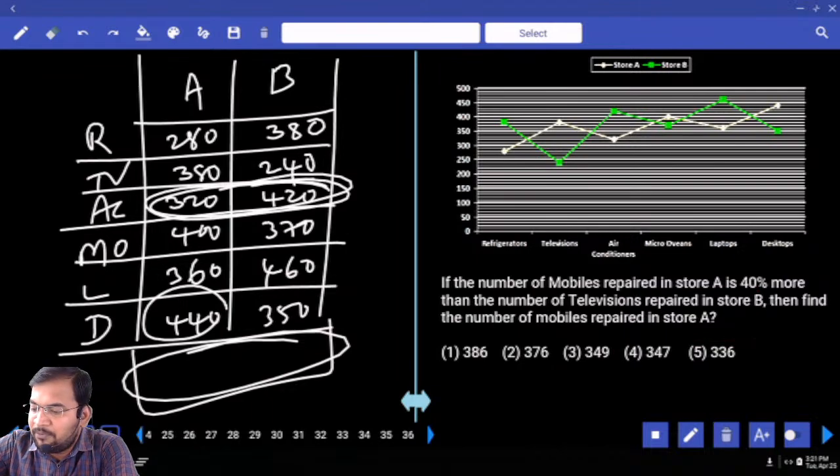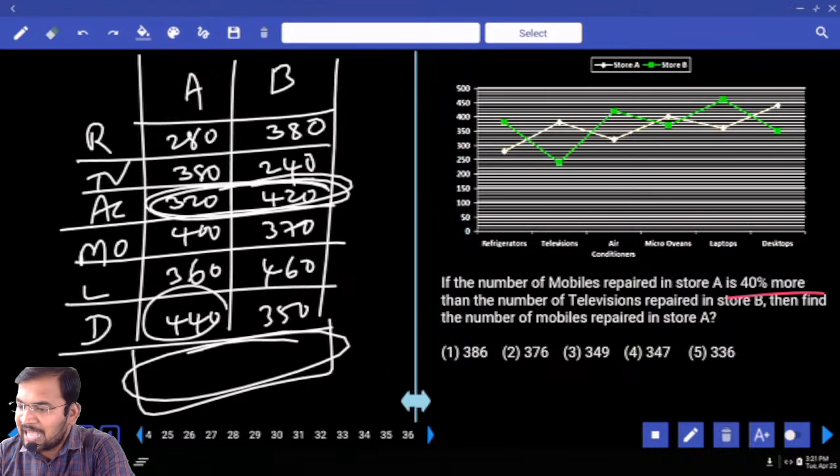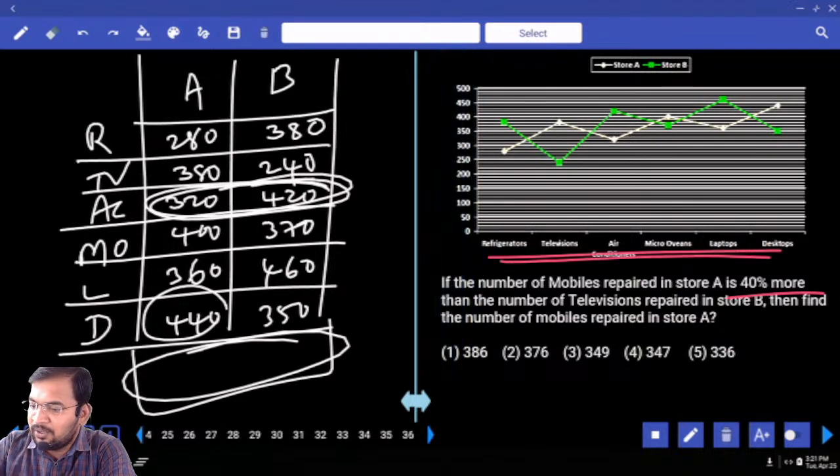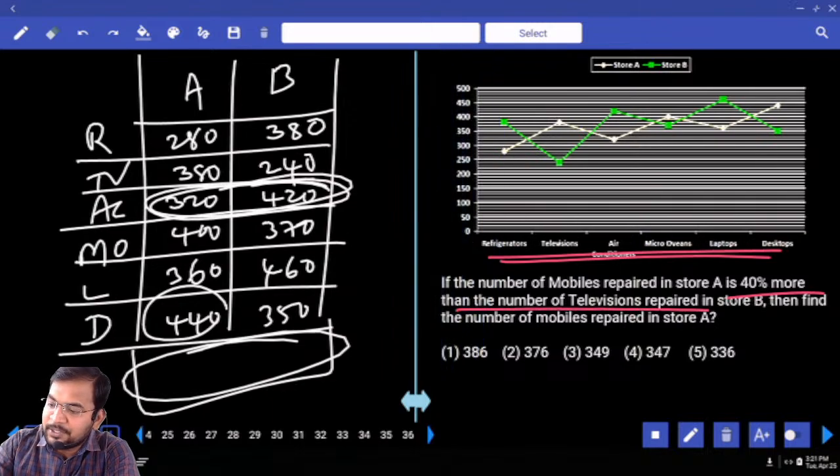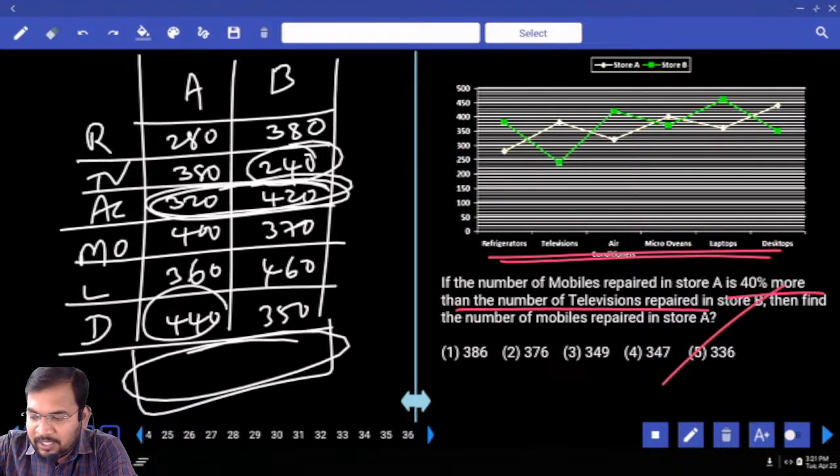If the number of mobile phones repaired in store A is 40% more than the number of televisions repaired in store B, then televisions repaired in store B is 240. 40% of 240 is 96. 96 plus 240 is 336. Your answer is 336. That is 240 plus 40% of 240.